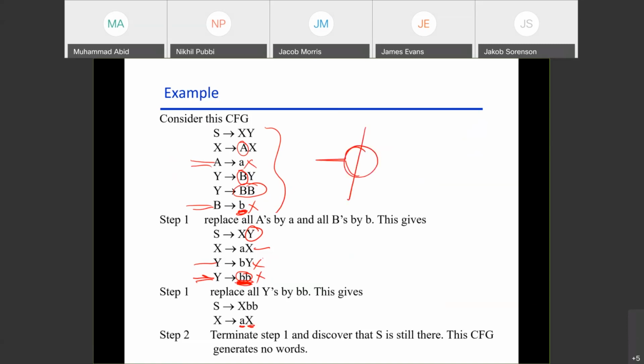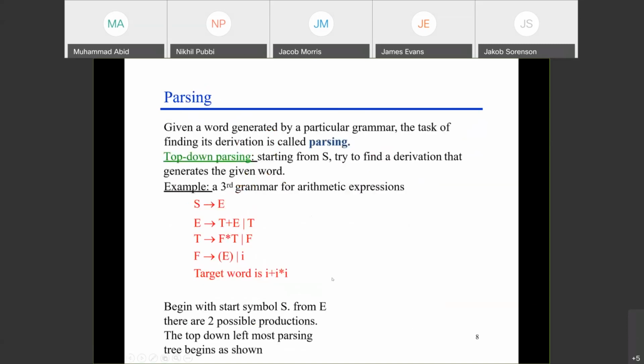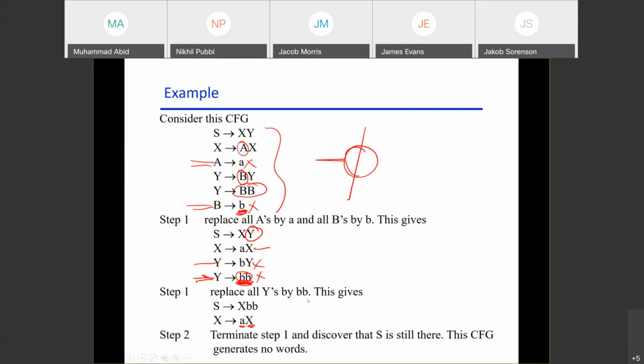Okay, so that's the idea behind that. Now if you see this, it is written here: terminate step 1 and discover that S is still there. So this context-free grammar generates no words, and it represents the empty language. So that's the idea behind that. It's not hard, it's very easy, and this way you can solve the emptiness problem.